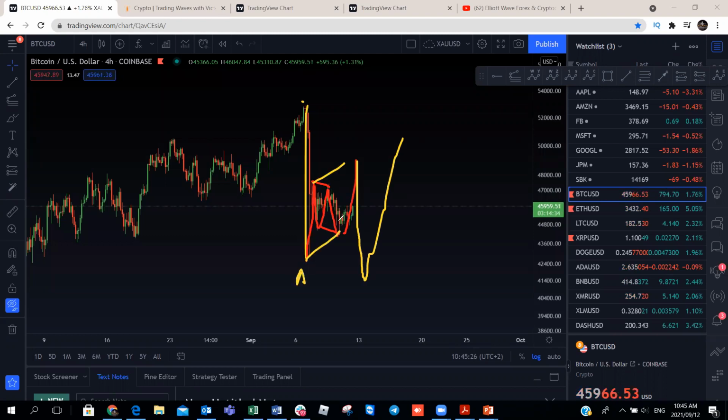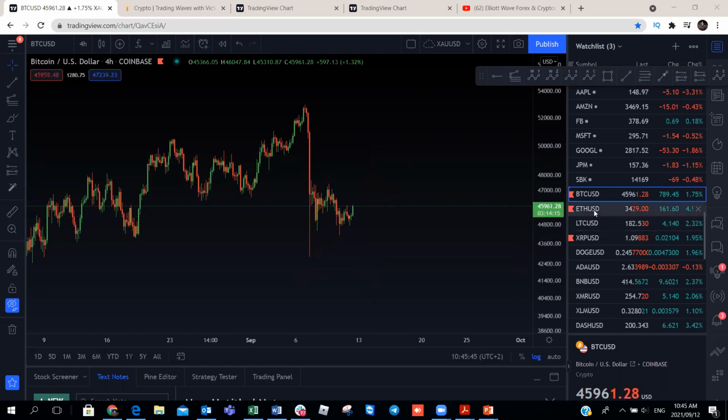An A, B, C corrective structure before a resumption of the move to the upside. We may even retest as low as 40,000 or 42,000 here on Bitcoin, but we are looking simply for this corrective structure, after which, when it completes, we'll look for more upside. So that's the theme for this week on most of these cryptocurrencies. So that is Bitcoin.